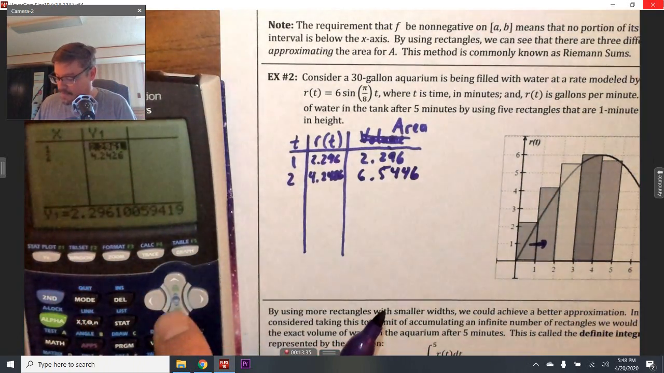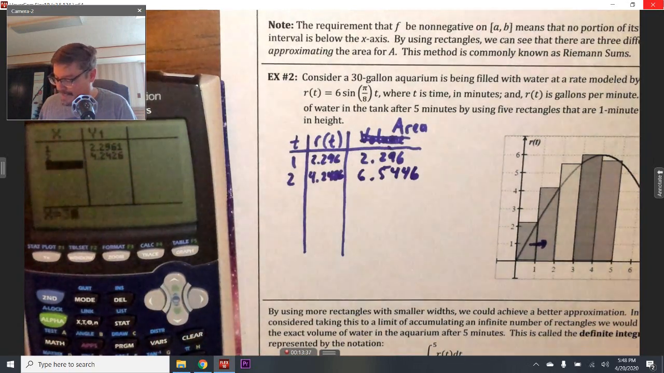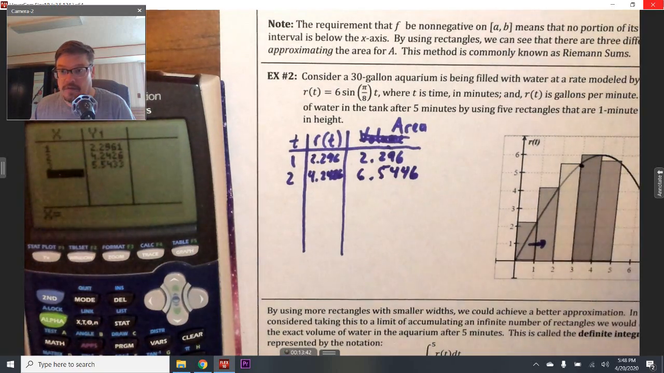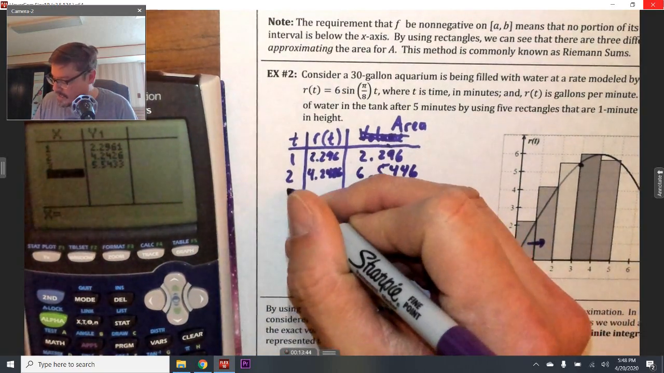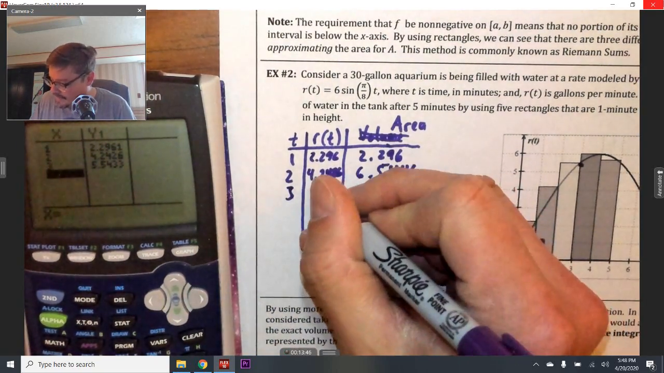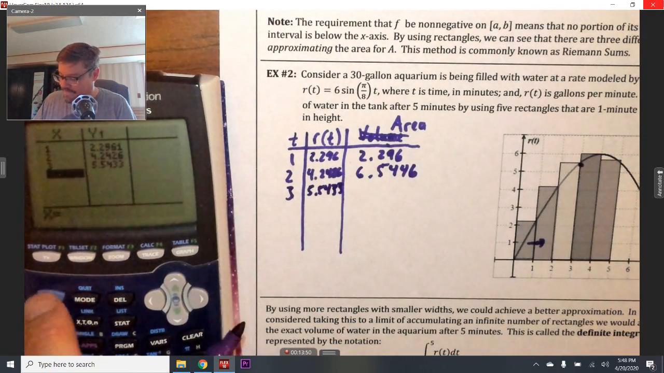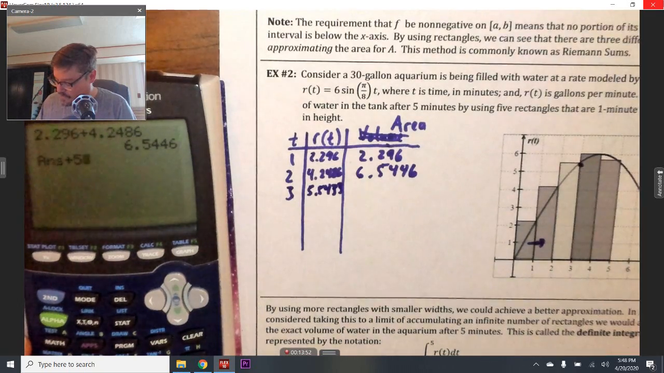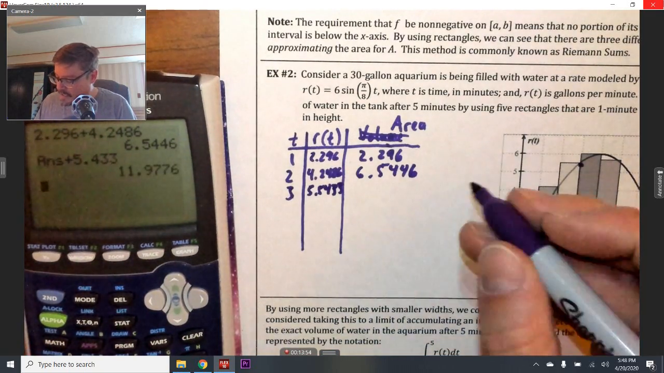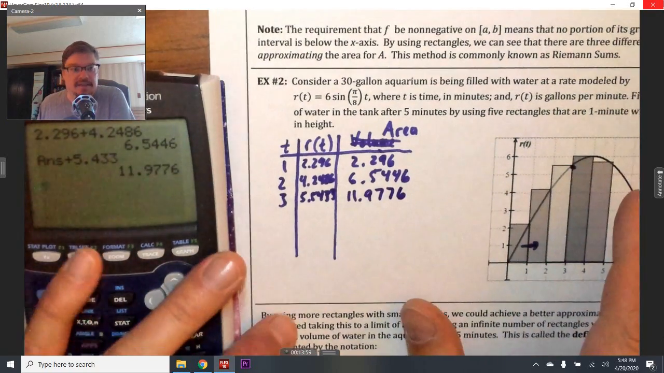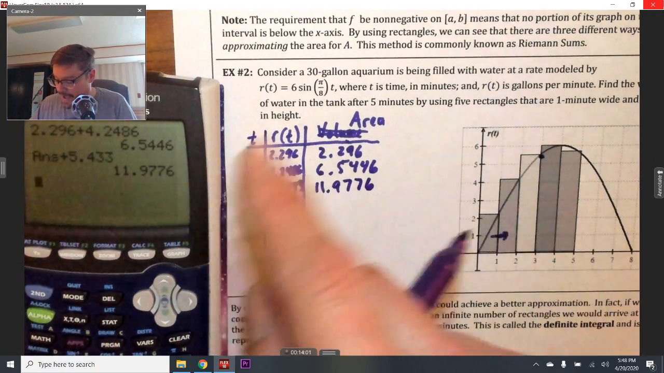So let's go back to the table. I want to hit 3. At 3, the height has increased to here. And again, I'm just keeping track. So at 3, that height is now 5.5433. So plus 5.5433, I get 11.9776, and you can see where this is going. We're just going to keep adding them as we go.